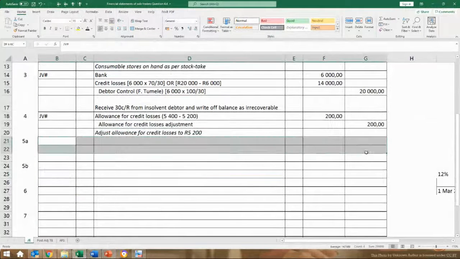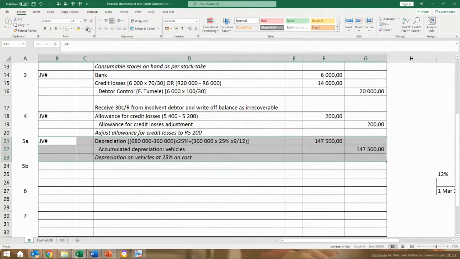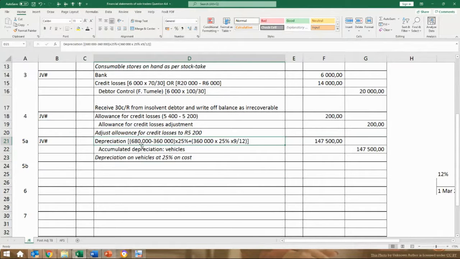So let's show you what that transaction would look like. So we would debit the depreciation, which is the expense. So you start with the 680, you deduct the 360, and you multiply that with 25%. Now, the reason we removed it from the total balance is because we said the other assets, we've used it for the full year, so we do not have to apportion it. And then the new asset, we've only had for a portion of the year, so we have to apportion it for the 9 months that we've used it. So we multiply it with 9 months, divide by 12, because this percentage reflects a full year. And then we credit the accumulated depreciation of the vehicle's amount with that same amount.